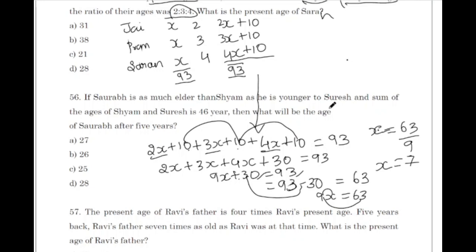Now we require the present age of Saran: 4x plus 10. We know x is 7. 4 into 7, 4 sevens are 28. 28 plus 10 is 38. Do we have 38 in the answer? Yes, we do have 38 in the answer.